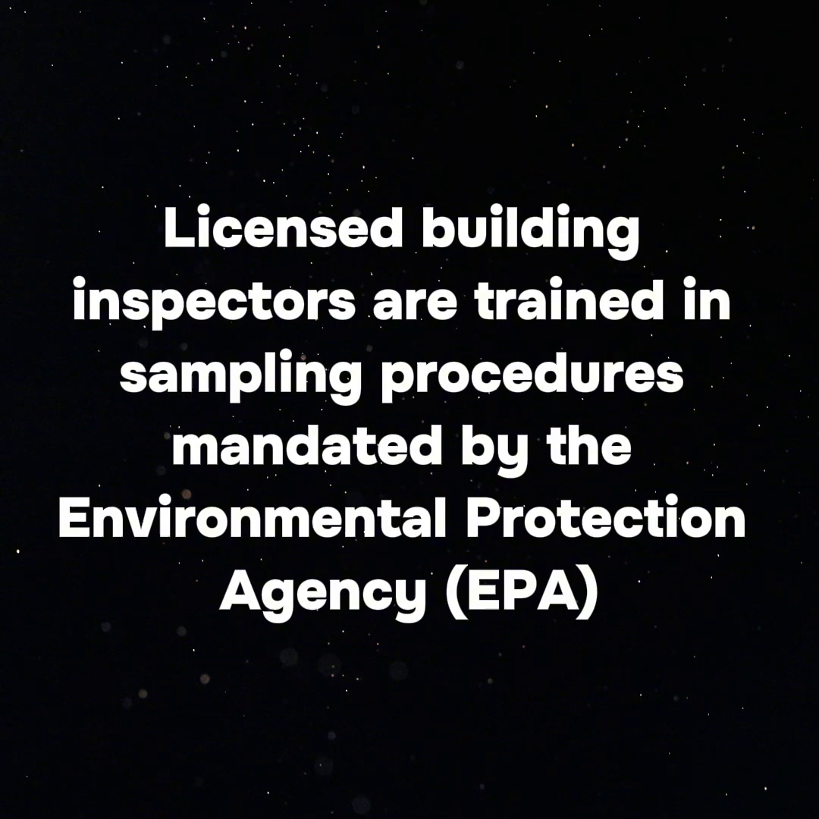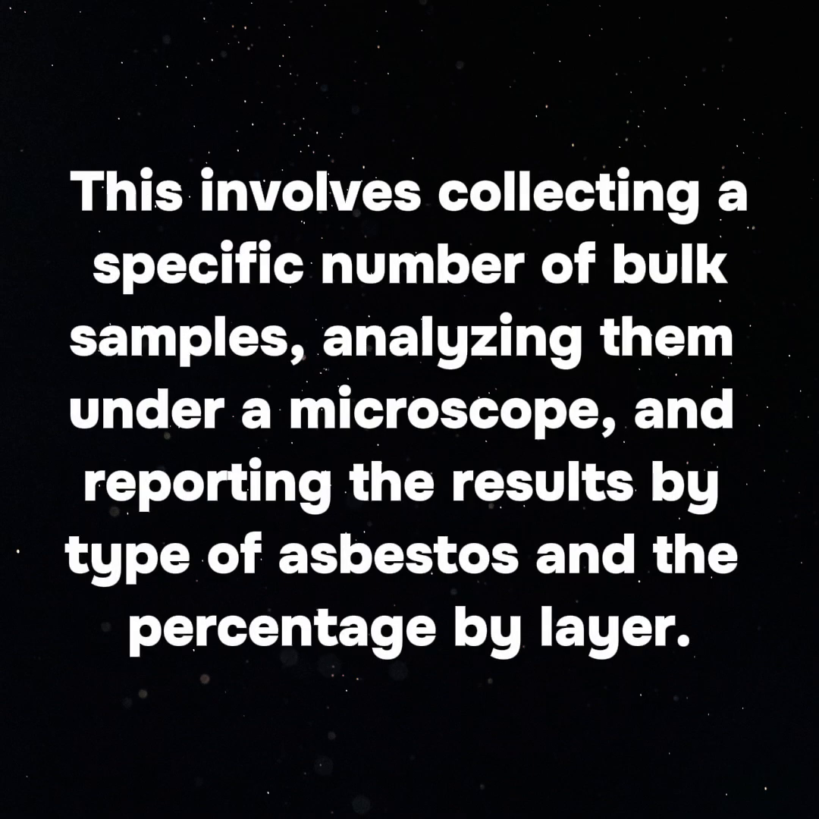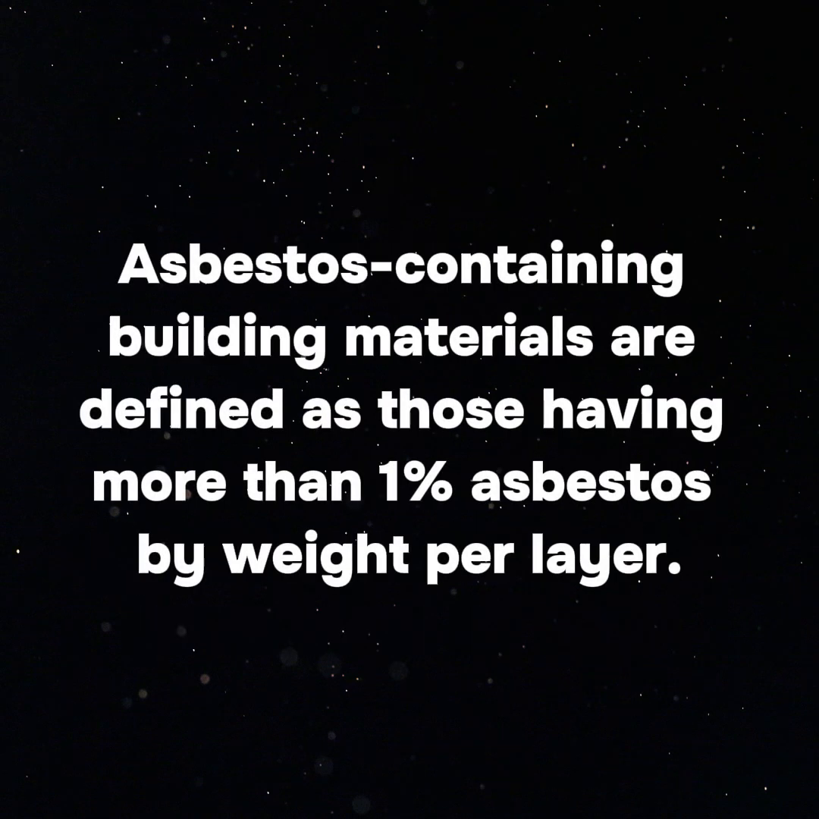Licensed building inspectors are trained in sampling procedures mandated by the Environmental Protection Agency, EPA, and the state of Colorado to determine the presence or absence of asbestos in building materials. This involves collecting a specific number of bulk samples, analyzing them under a microscope, and reporting the results by type of asbestos and the percentage by layer. Asbestos-containing building materials are defined as those having more than 1% asbestos by weight per layer.